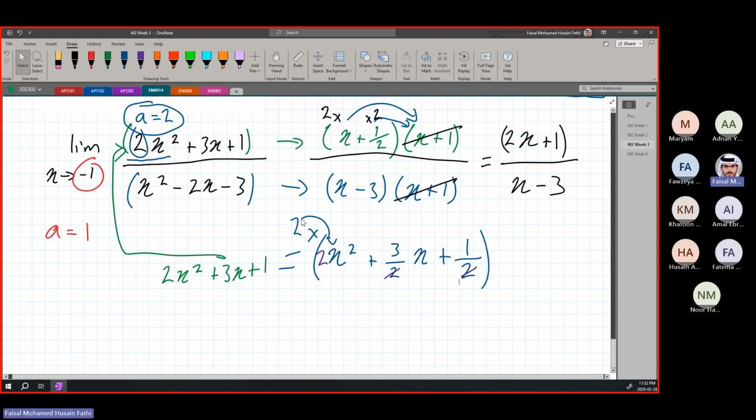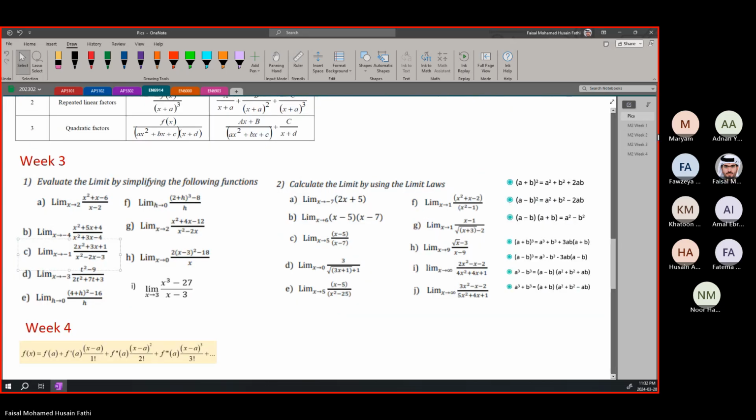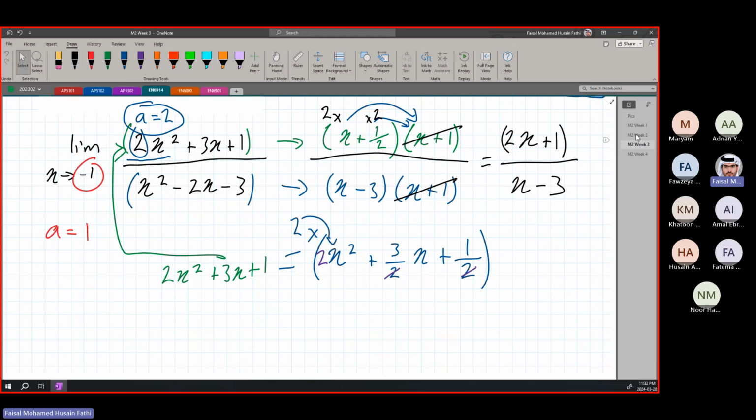All right? With the next question, I will do the normal way of factorizing, so you guys just know how to do factorizing without the calculator. Did I solve this question? I didn't finish solving it.